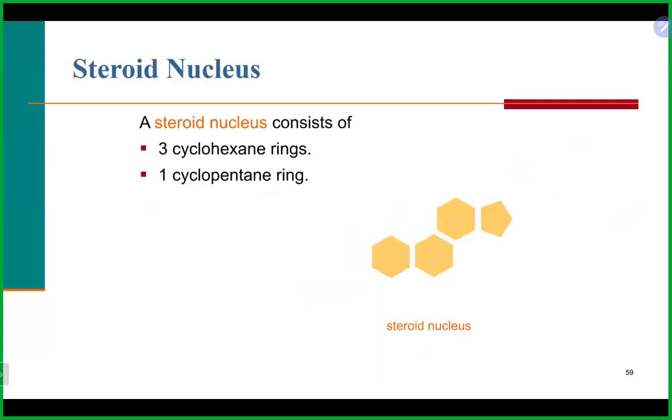The steroid nucleus consists of a bunch of organic guys there. It has three cyclohexane rings, as you can see there, and one cyclopentane ring. It does not have any fatty acids, so this is what is referred to as a steroid nucleus. Again, no fatty acids, not exactly like all the other lipids that we talk about.